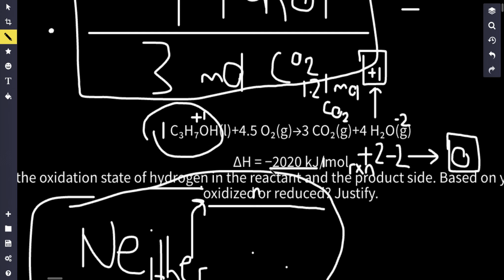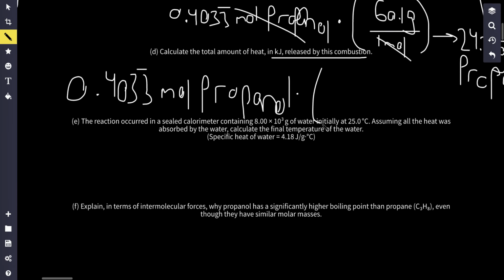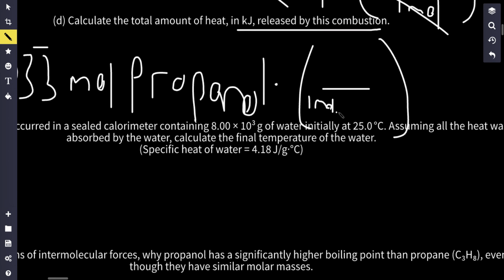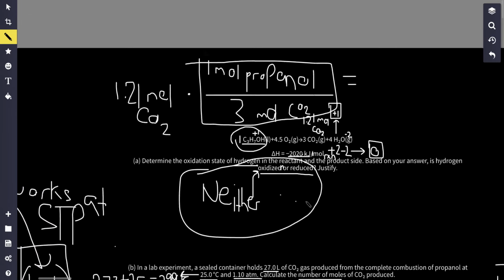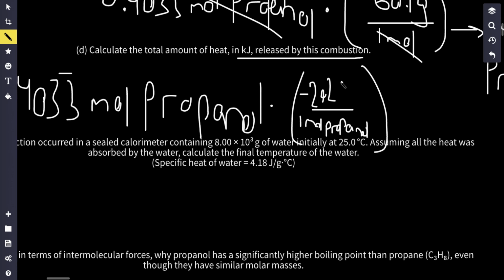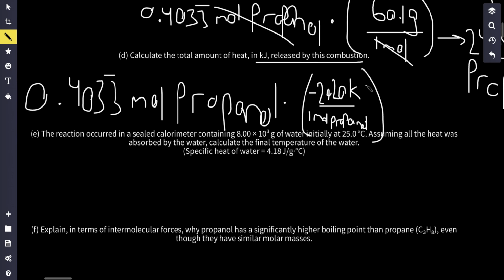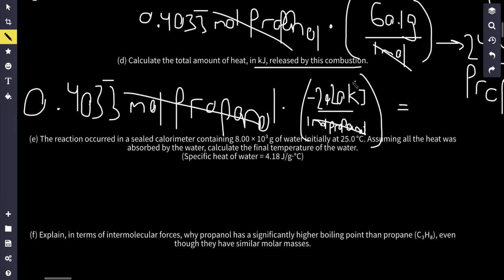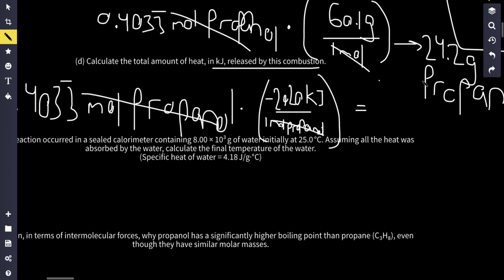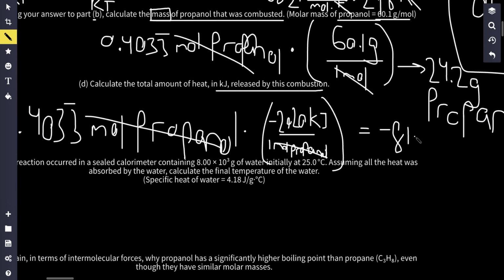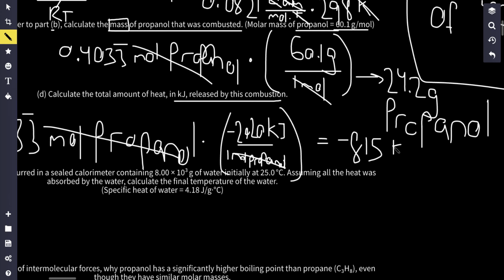It's sort of like a mole ratio, except you're linking up the heat of the reaction to how much you actually combusted. So when you combust 1 mole of propanol, you get this much heat, negative 2020 kilojoules, right? So notice how moles of propanol cancels out, and you just get kilojoules, which is the unit that we want because we are doing heat. So let me just put this in the calculator. I get negative 815 kilojoules. Okay, so I get this much kilojoules of heat released.